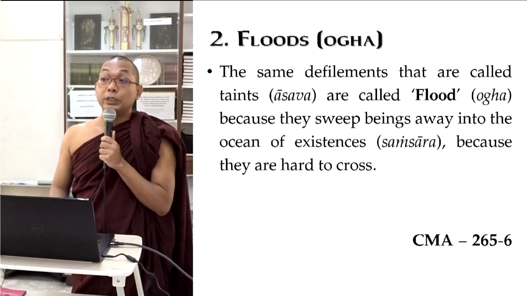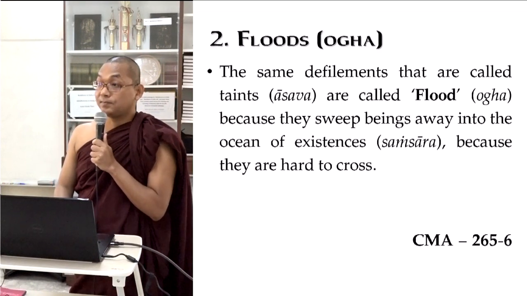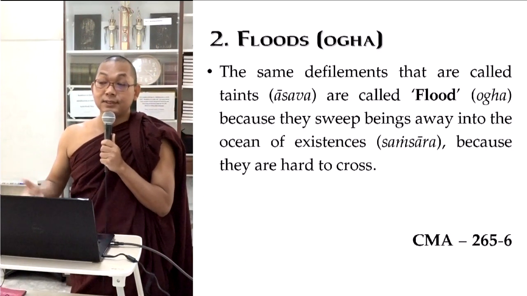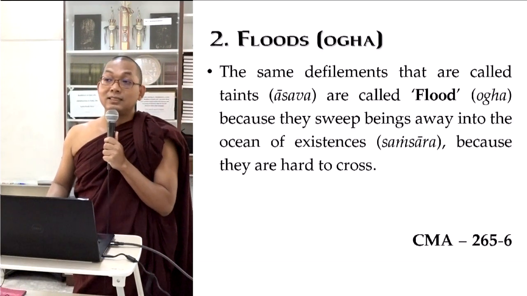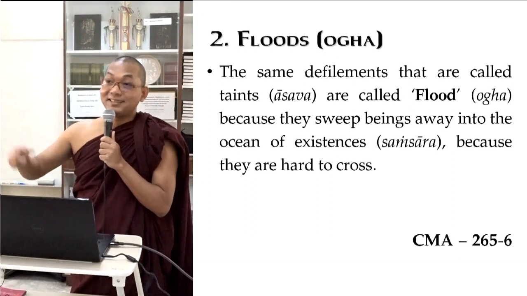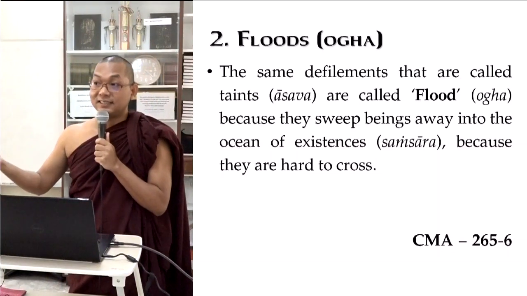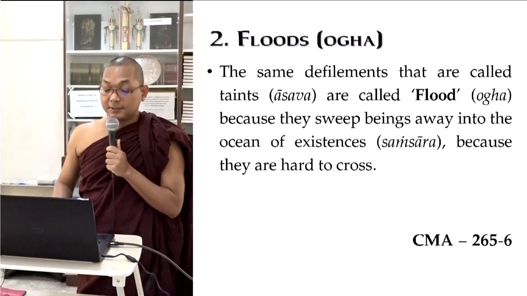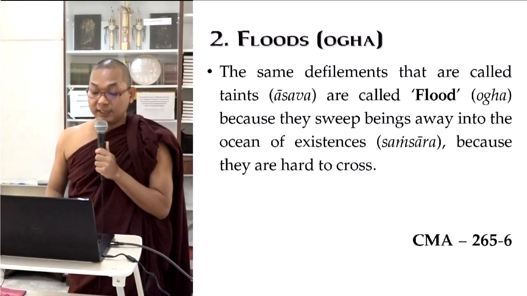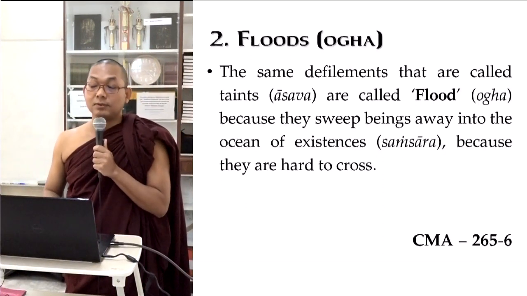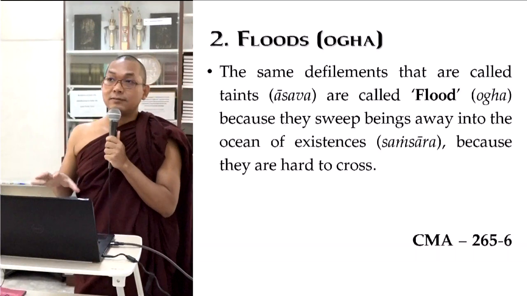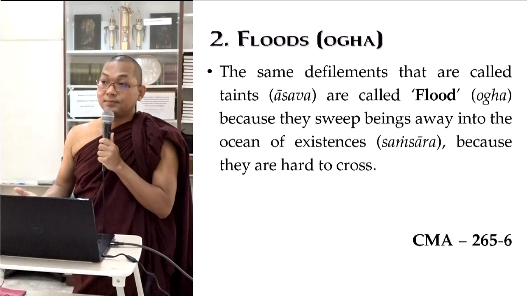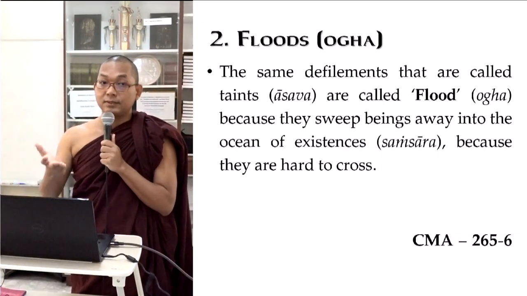Normally, we want to be born in the human realm, heavenly realm, and Brahma realm. And as you said, if someone doesn't want existence, there's also another existence, non-existence, because of hatred. So they are hard to cross. For that reason, they are called flats. These four flats will sweep away all the beings in samsara, going around samsara, because of these four flats.